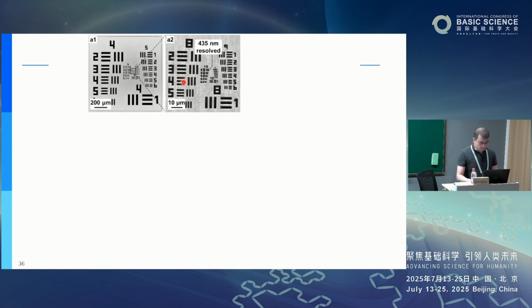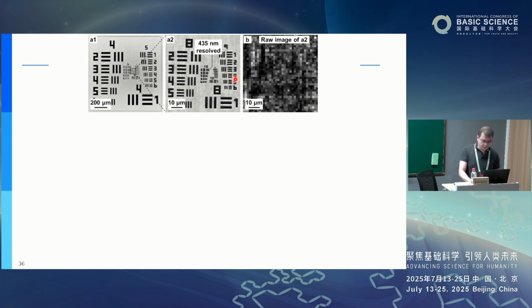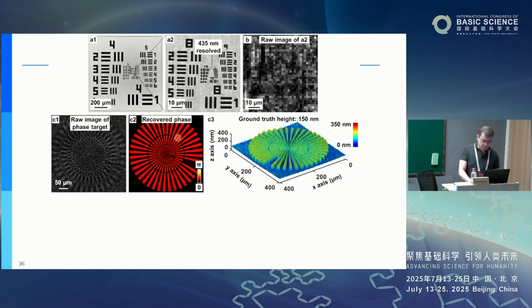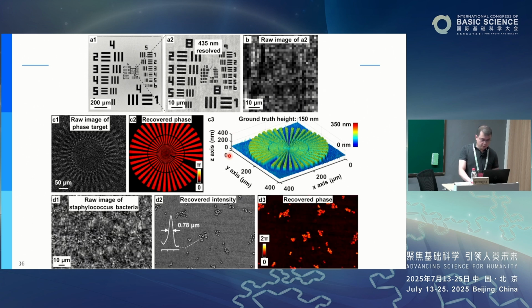So this is the performance. This is the recovered image using this Blu-ray drive modified device. We can resolve 400 nanometers on the resolution target. This is the raw diffraction pattern we capture. We can also recover the quantitative phase and the 3D measurements of the sample. This is the test on bacteria. You can see this staph bacteria is very small, and you can resolve the individual bacterial cells over a very large imaging field of view.